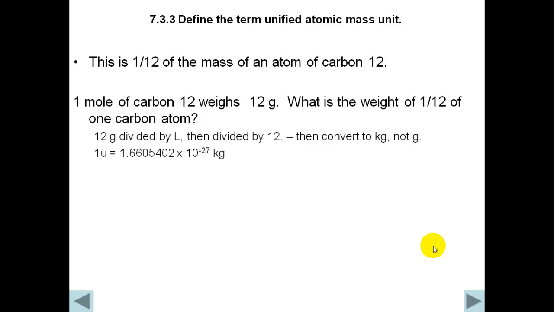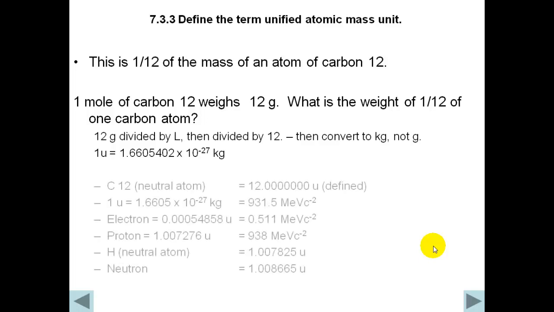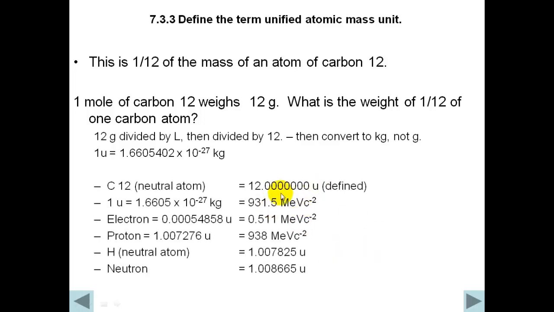And one unified atomic mass unit will weigh 1.66 times 10 to the negative 27 kilograms. And here we have some other values. Carbon-12 weighs 12 unified atomic mass units. One unified atomic mass unit is the same mass as 931.5 MeV per c squared, and this strange unit we'll discuss soon. An electron has 0.0005485 unified atomic mass units, and it's equal to 0.511 MeV per c squared. This is a number you're going to see quite often.